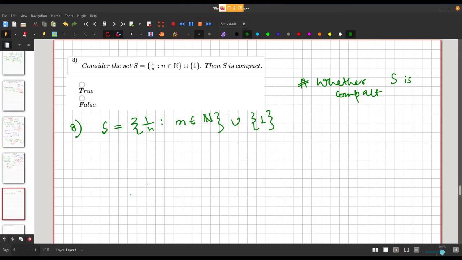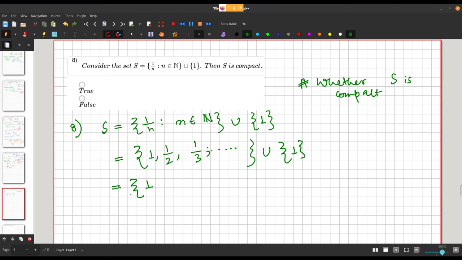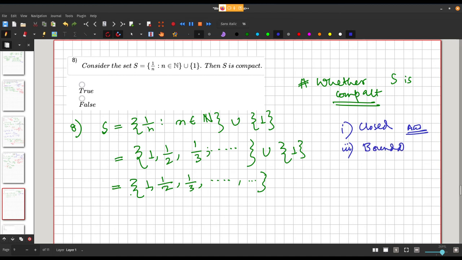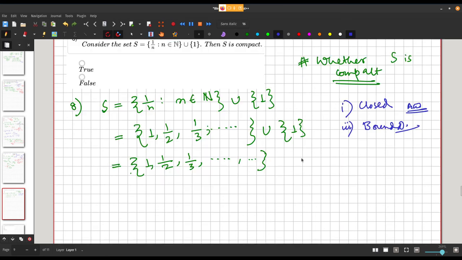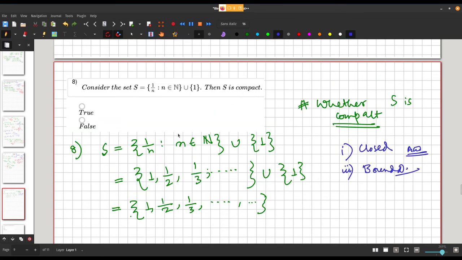Okay, so this will be 1 over 1, 1 over 2, 1 over 3 and so on, and union 1. So this set will be nothing but 1, 1 over 2, 1 over 3, and so on. We have to check whether this is compact. Compactness is defined by two factors: whether the set is closed and whether it is bounded. We'll check these two cases, and if both of them are satisfied, then this set will be a compact set, otherwise it will not.